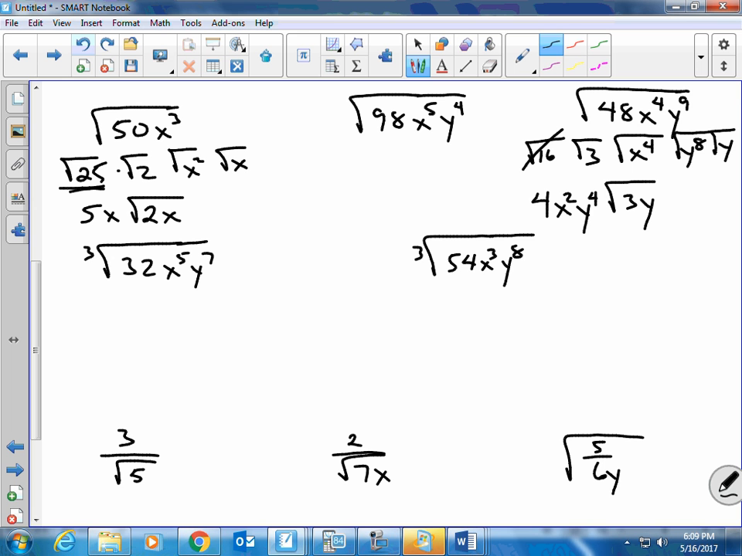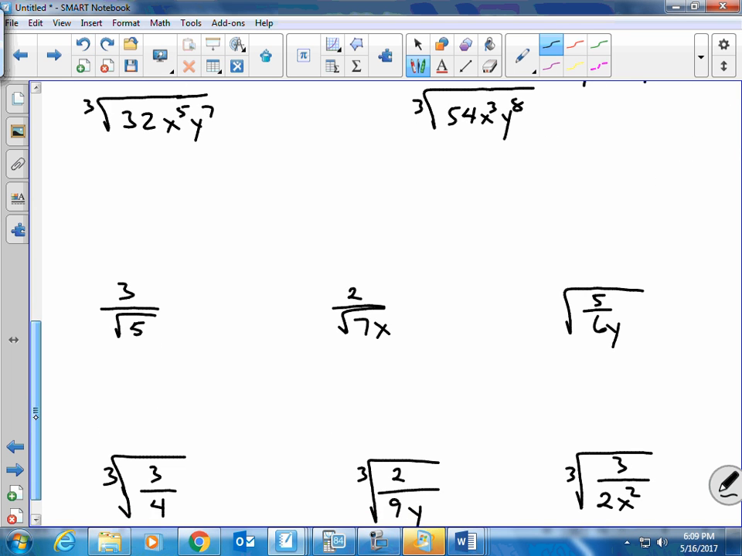All right, try cube. What's the cube root of that mess? Give it a try. What perfect cube goes into 32? My perfect cubes are 1, 8, etc. Well, 8 goes into it 4 times.